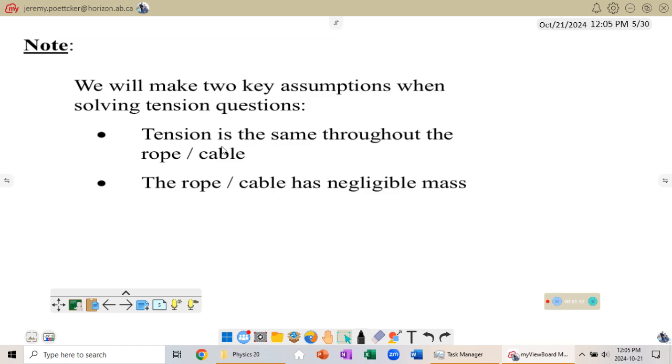Now, that is our first assumption that we actually make, that tension is the same throughout the whole rope or cable. In reality, at corners and things like that, actually the tension is greater. We are going to make the assumption it's the same throughout. And then we also assume that the rope or the cable or whatever tension is being exerted through has a negligible mass, as in it has zero mass for our calculations. Just makes life a bit easier for us.